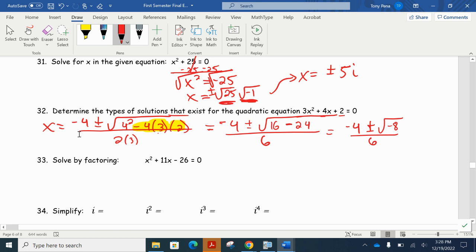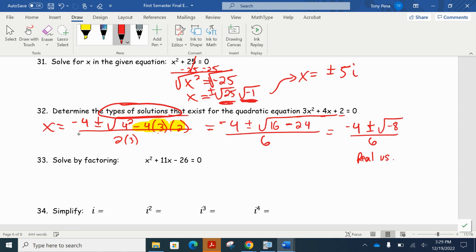Okay. So again, you can finish this if you like. This one is not necessarily asking you. It's just asking what type of solutions do we get. And if you didn't watch the earlier one that was similar to this, what we want to compare is this: real or imaginary. That's one of the big things we want to identify. And it would either be rational or irrational.